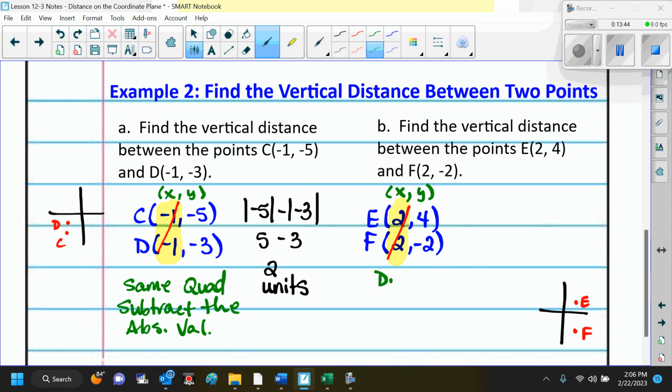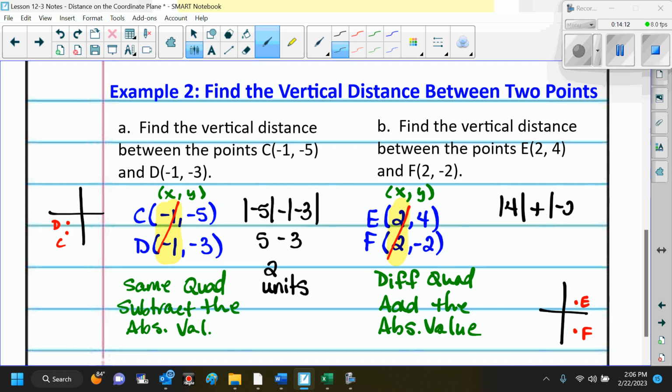So different quadrants, we want to add, not subtract. We want to add the absolute value. Good catch. So we want to add the absolute values. So here we've got the absolute value of 4 plus the absolute value of -2. So that's 4 plus 2, which is 6 units. So point E and F are 6 units apart.